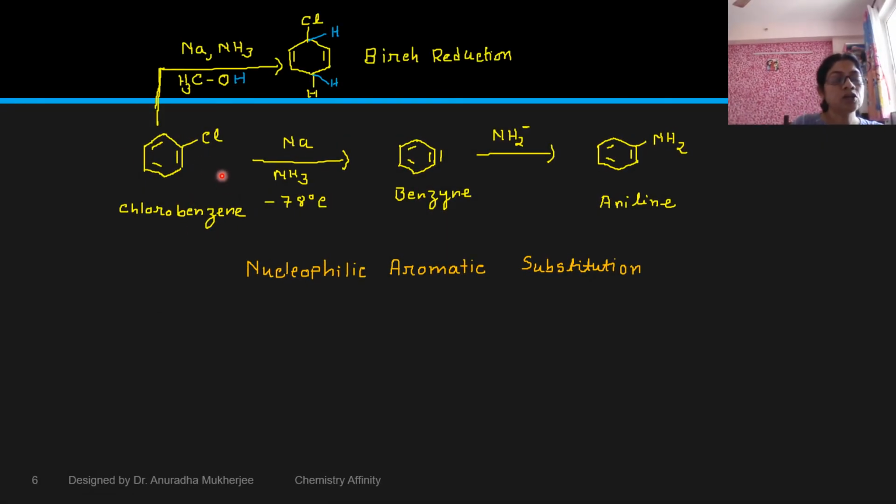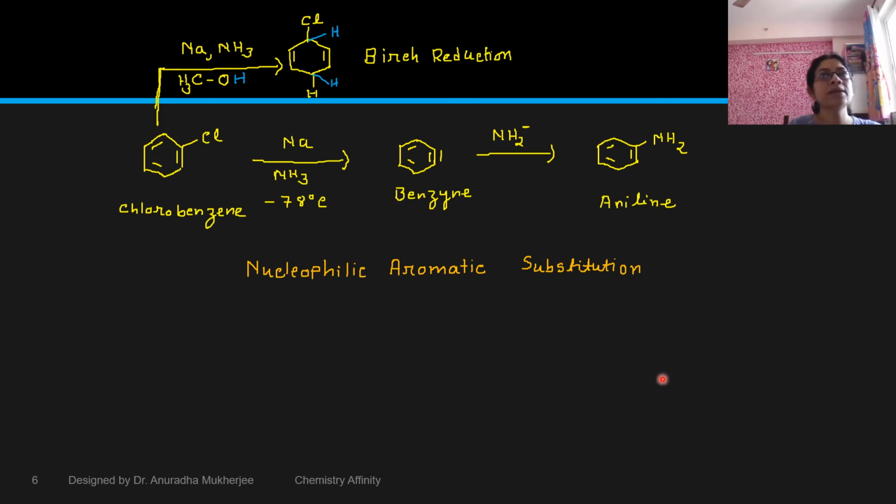Now when we take chlorobenzene and add sodium and ammonia at low temperature, it gives you a benzyne intermediate, and then NH2 minus attacks either side of the benzyne and we get aniline. So here sodium and ammonia give you sodamide. Sodamide is used as a strong base which removes this chlorine from here and then a double bond from here, and finally this is a triple bond. This is called benzyne. And then NH2 minus can act as a nucleophile and attack either side of the benzyne and give you the aniline.